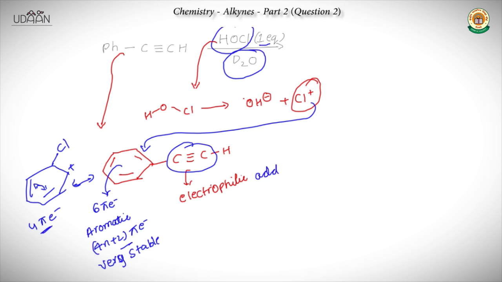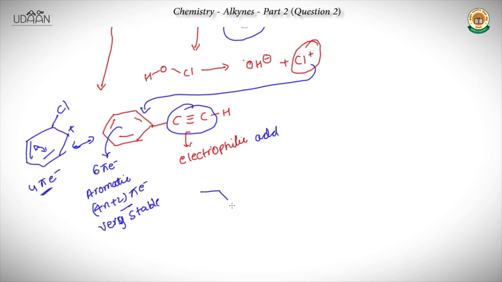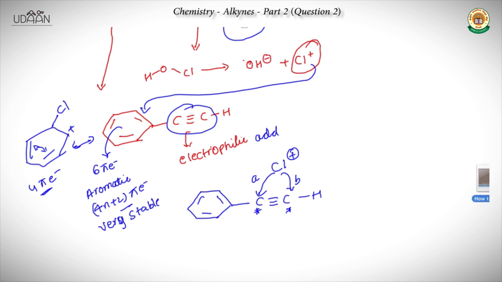So let's see how it happens. First thing is the RDS step, which is the addition of the electrophile to it. Ph C triple bond C H. Now there are two possibilities for Cl plus to attack on this C triple bond C. One is, say, possibility A on this carbon and possibility B on this carbon, as shown. Now let's look into these cases individually.